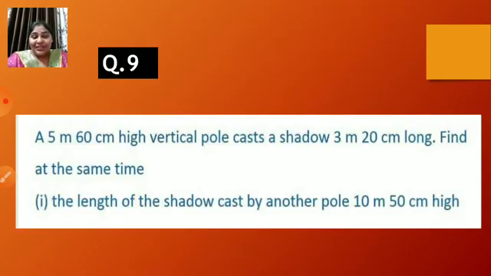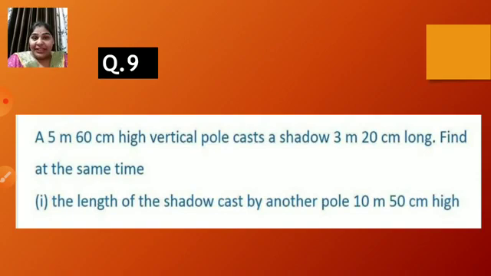I hope these sums are easy, children. Easy formula. Only one thing you have to keep in mind: when it is direct proportion, that is when one quantity increases, the other also increases, then the quantities are in direct proportion. At that time, you have to take x1 upon y1 is equal to x2 upon y2.